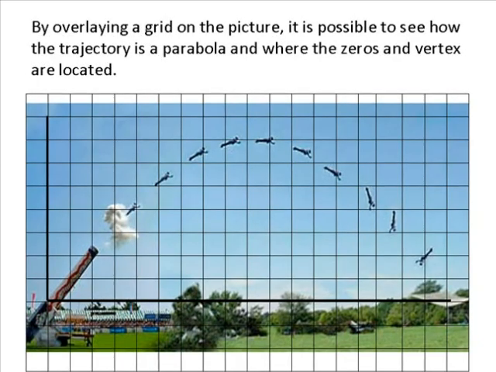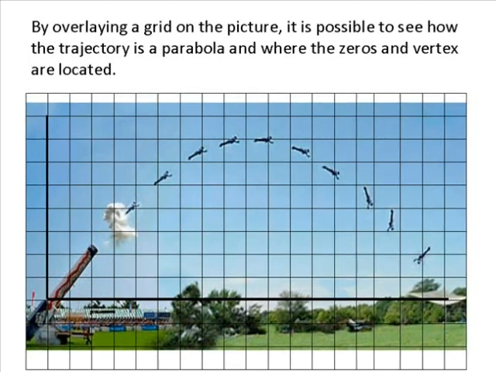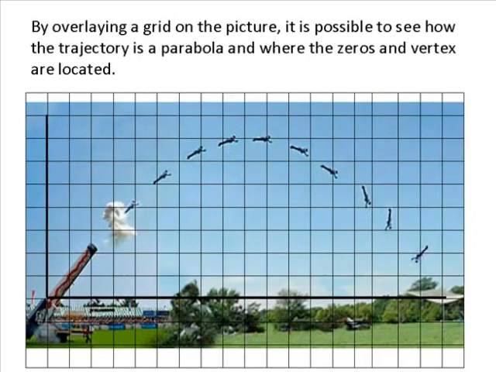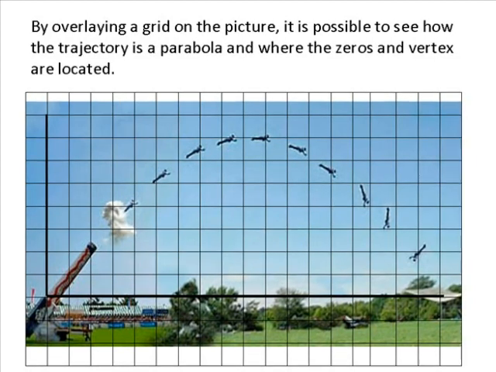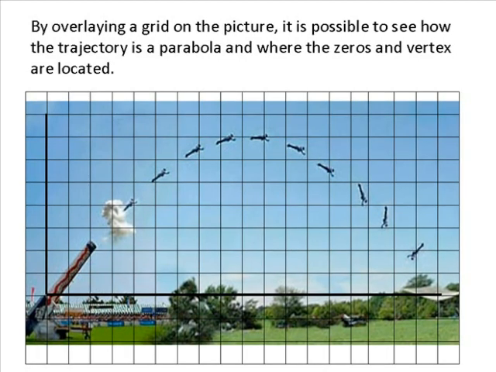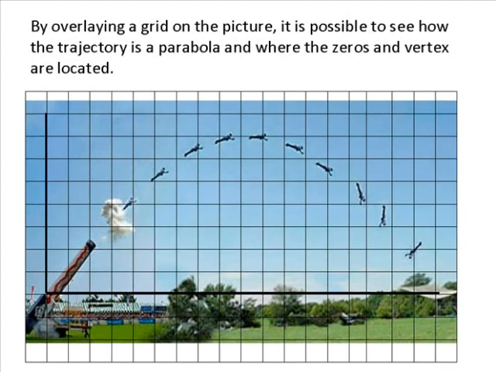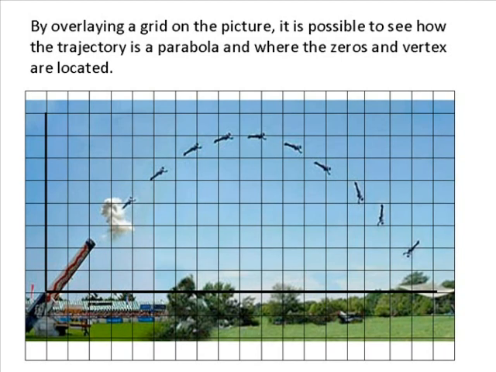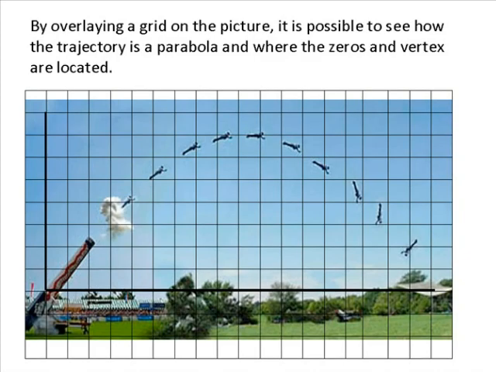Now, if we overlay a grid on a picture, we can see how much like a parabola the trajectory is, and we can also determine where the zeros and the vertex are located. You can see the zeros are going to be at the base of the cannon where the human cannonball is shot off, as well as at the landing net where hopefully the human cannonball is going to land after flying through the air. You can also see the vertex, which is the highest point of the human cannonball's flight.